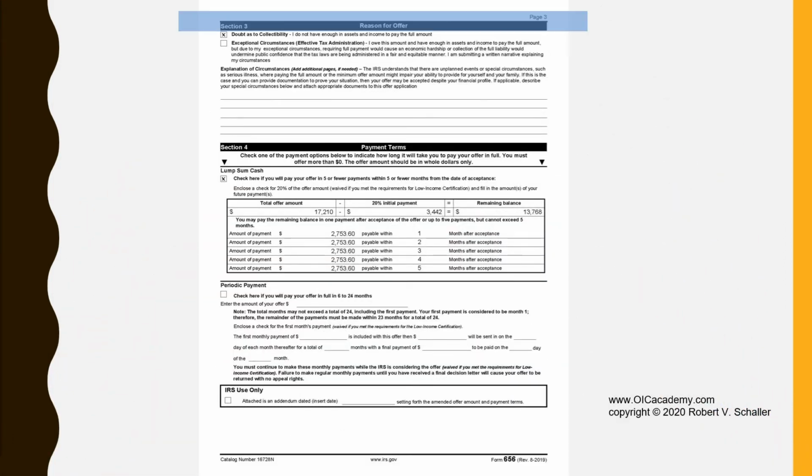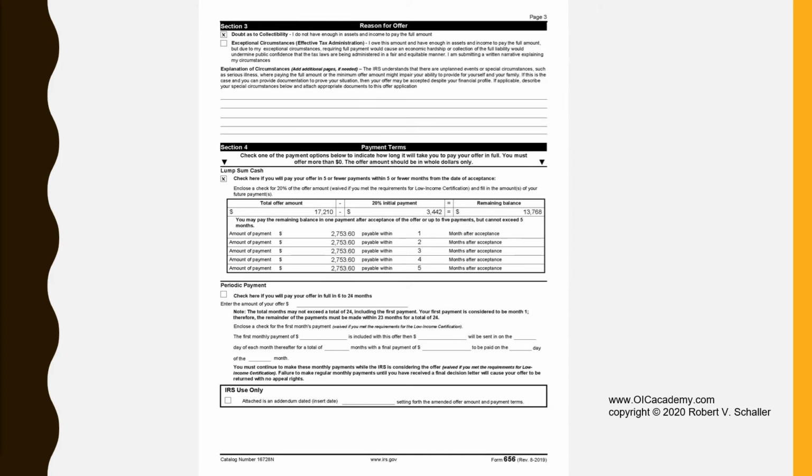Now let's look at Section 3, which is the reason for the offer. At the top of this page, which by the way is page 3 of Form 656, so we have eliminated page 2 for this video. Page 3 of Form 656 starts out at the top with Section 3, reason for the offer. And you have two reasons there. The first one, the one checked on this form, is doubt as to collectability, simply saying I do not have enough in assets and income to pay the full amount of the tax liability. The second box is exceptional circumstances, or what we learn in other classes is effective tax administration.